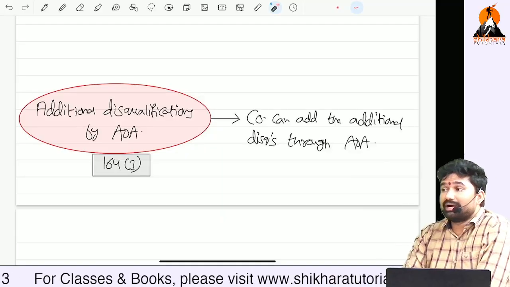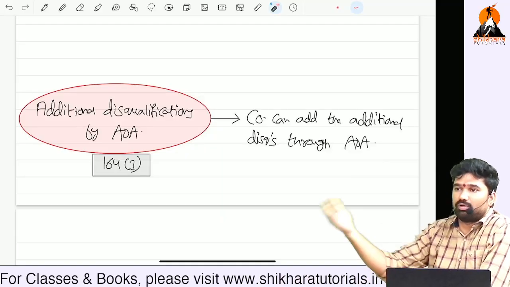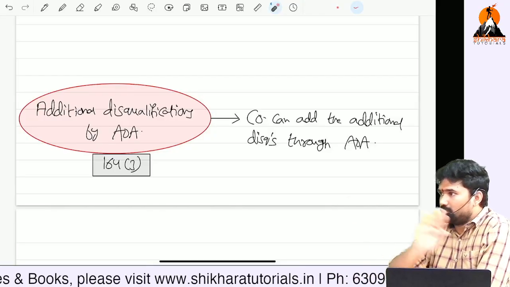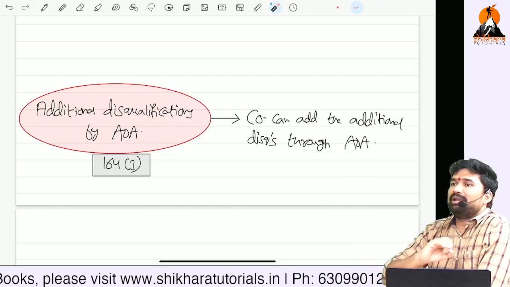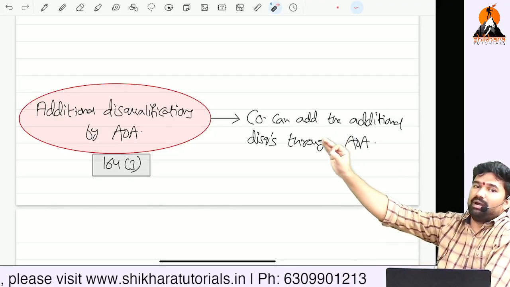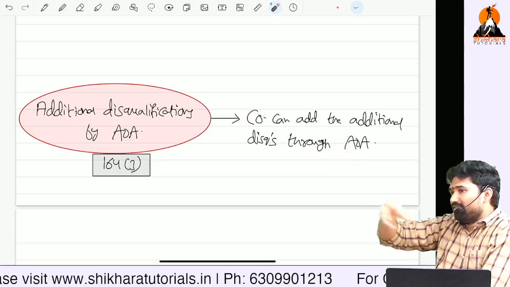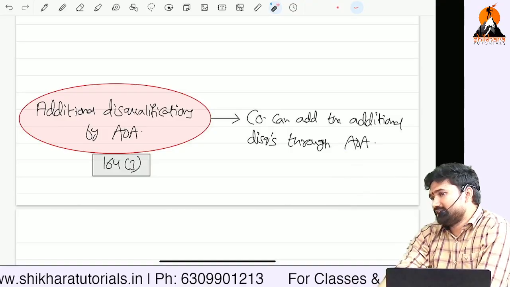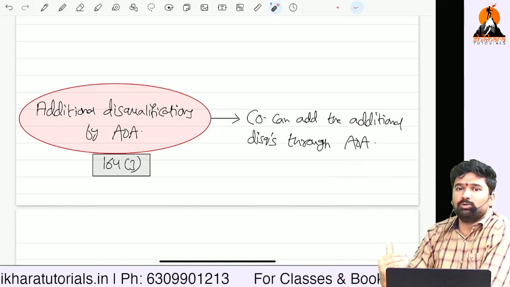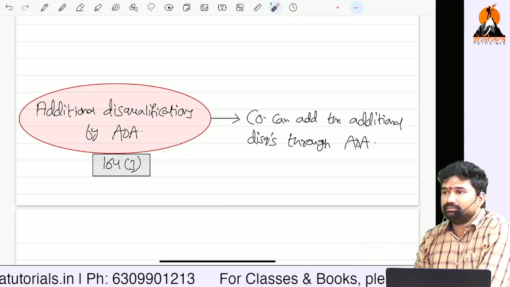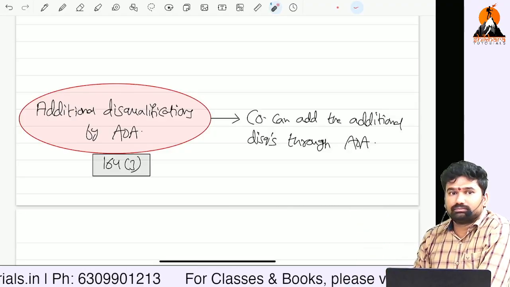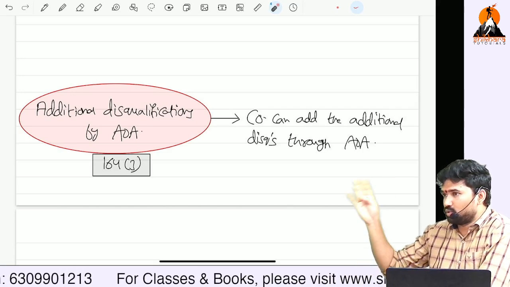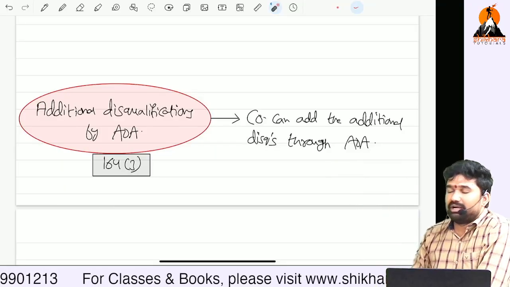Can AOA override the Act? AOA can't even override MOA. AOA or MOA should not override the Act. You can place n number of restrictions, but those restrictions should be well within the limits of Companies Act rules and regulations. That's it. 164.1, 164.2, 164.3 completed.